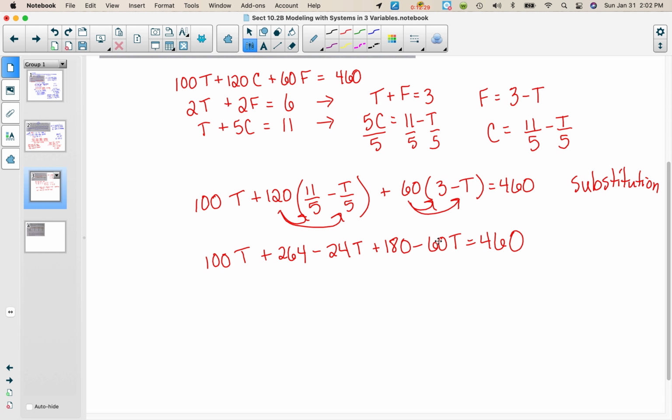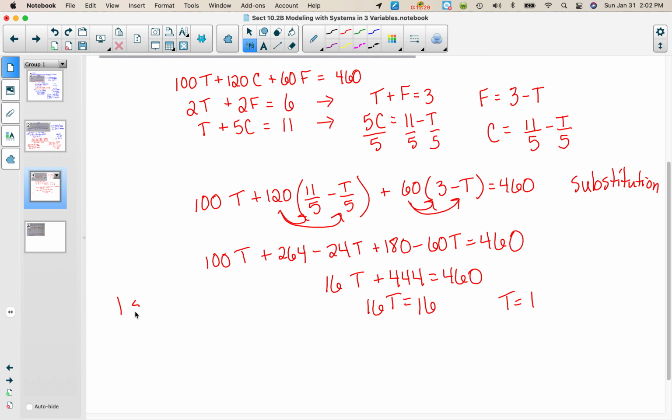Then we're going to combine like terms. So we have 100 minus 24 minus 60, so we have 16T. And if you take 264 plus 180, you get 444. So that means 16T equals, and if we subtract that, what do you know? We get 16. So T equals 1.